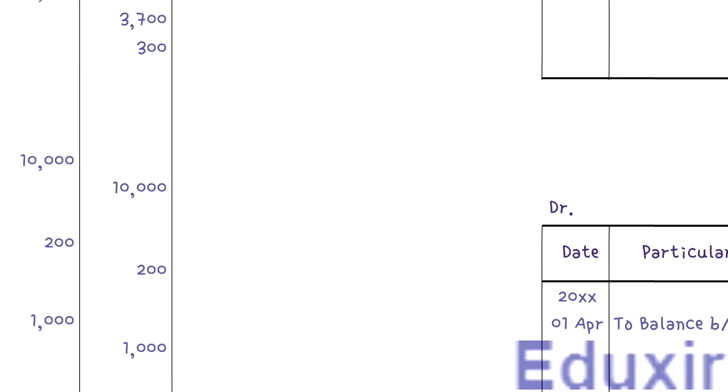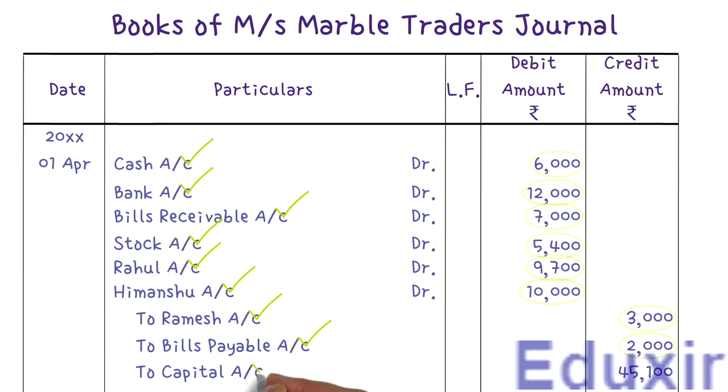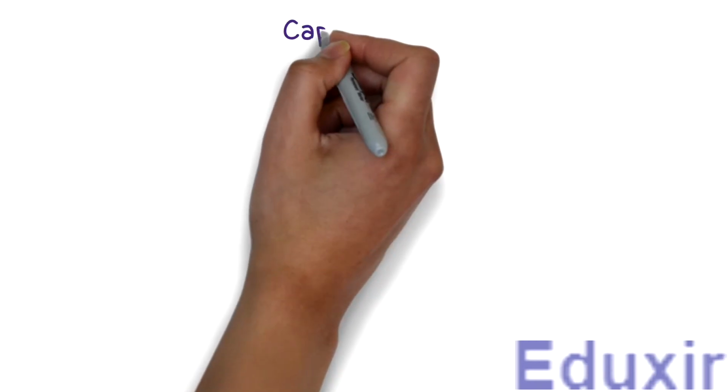Let us now take up the next entry. As the name suggests, it needs to be posted on the credit side of capital account and the credit amount is 45,100 rupees. Note that the details that need to be posted into the particulars column is balance brought down. For posting this entry, we need to create a ledger account for capital as it is not yet created. Let us first write the title as capital account.